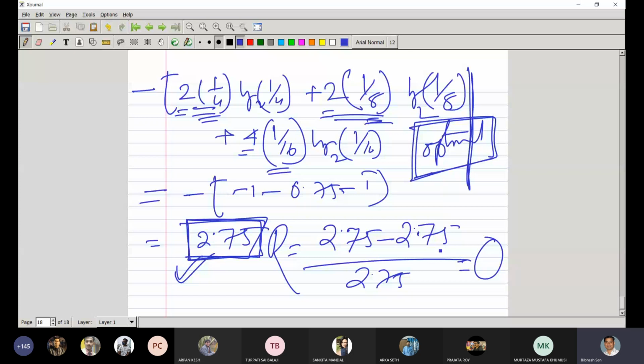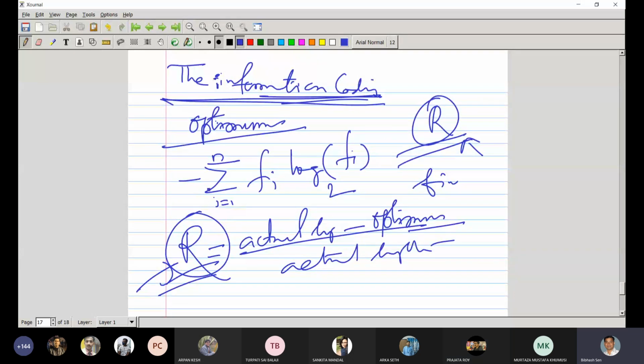Very good. Yes. Sir, but the optimal length is 2.75, and the actual length is also 2.75? I didn't get that part. How did you calculate the optimal length for that matter? Optimal is the formula. That is the formula I have mentioned. That is the optimal length formula.